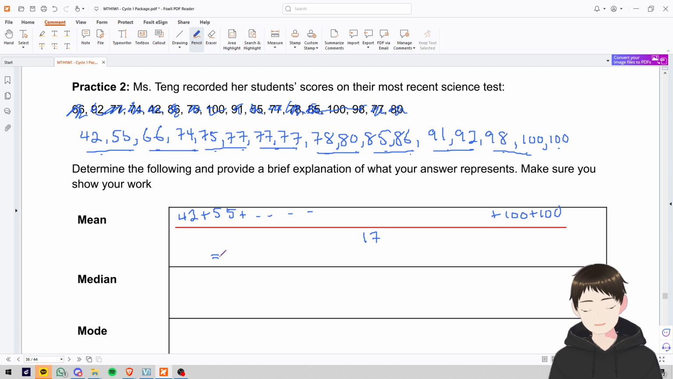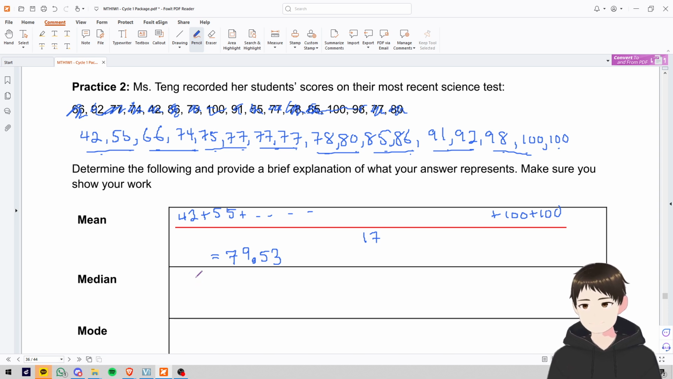So assuming I didn't do anything wrong, and if I did, I'm sorry, I'm just going to move on with the video, but I think I got it. Rounded, this is 79.53. So the average, or the typical expected, right? All the marks hover around 79.5. Or that's what we want to say.